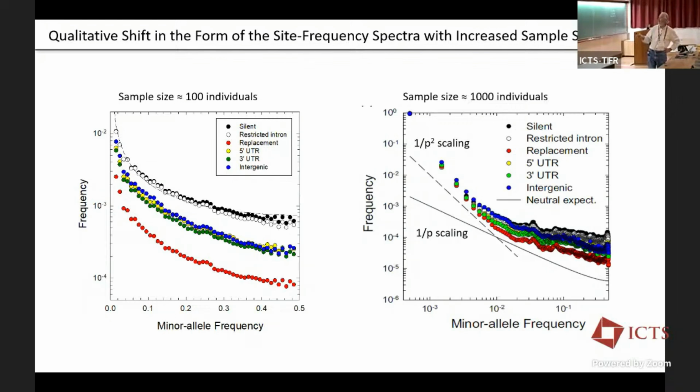So before I said if you ignore everything that's going on, this class here is a mixture of everything below frequency 0.01, including the really, really rare ones. But as you increase your sample size, you can start to reveal what's going on within that category. And so what you can see here is these rare ones are scaling, not exactly, but close to 1 over frequency squared, just as predicted by the theory.